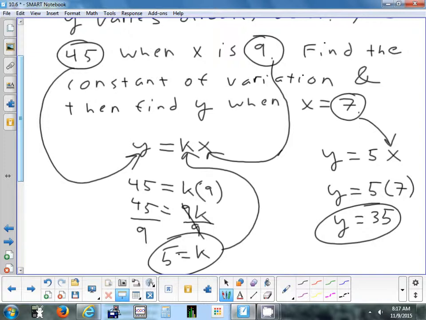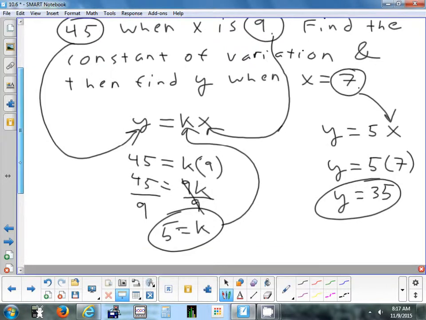Now, why didn't I just do that originally? Why didn't I just take 7, fill it in for x, and figure out y right away? Because we didn't have k, right? We couldn't even do the second part of this problem until we did the first part. You got to get k first, and then you can do the second part. So always find your constant of variation first, and then you can answer the second part.